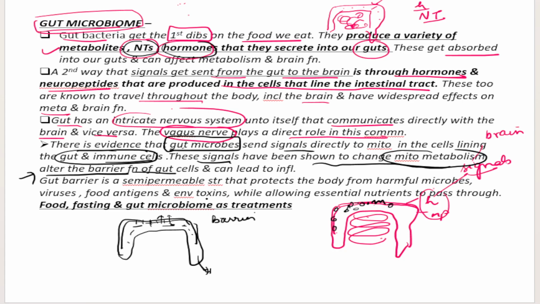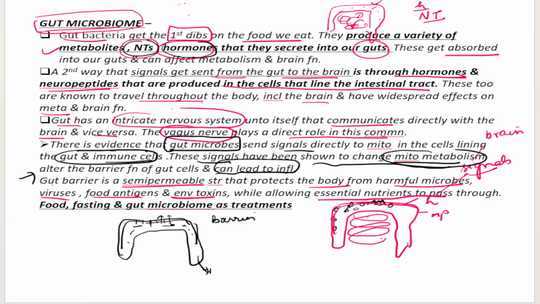So gut microbes are sending signals to the mitochondria in the cells lining the gut and immune cells, and these signals are shown to change mitochondrial metabolism as well as alter the barrier function of gut cells. And these signals can also lead to inflammation. Now, we have already seen what the gut barrier is. It is a semi-permeable structure that protects the body from harmful microbes, viruses, food antigens, and environmental toxins, while allowing essential nutrients to pass through.